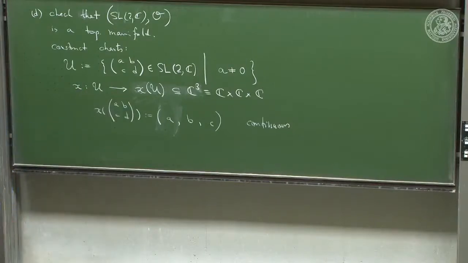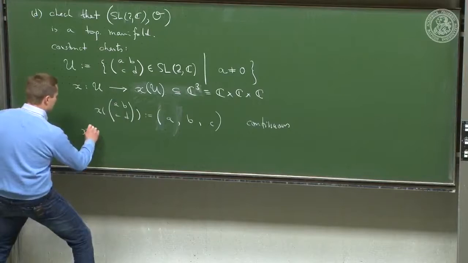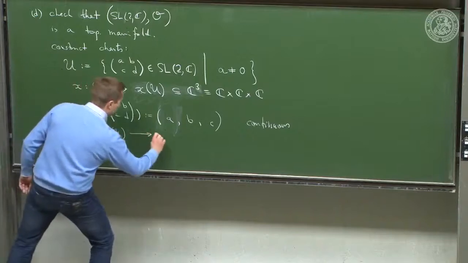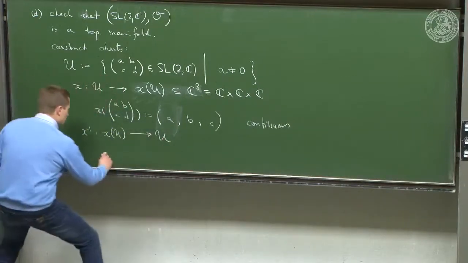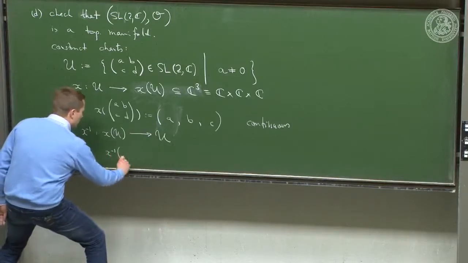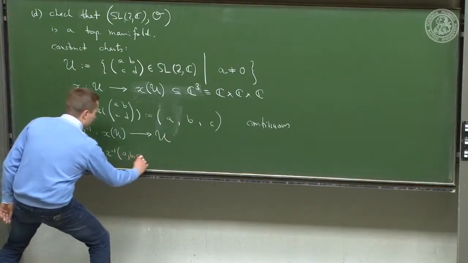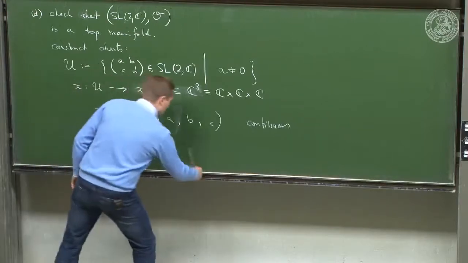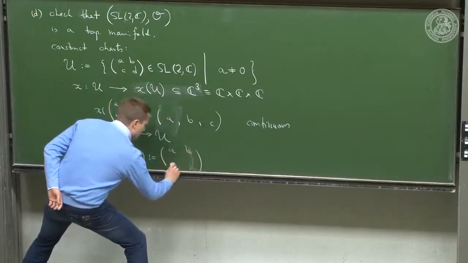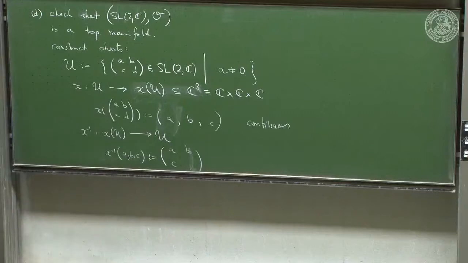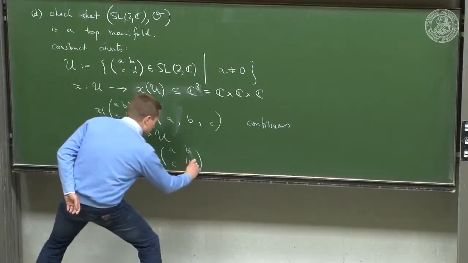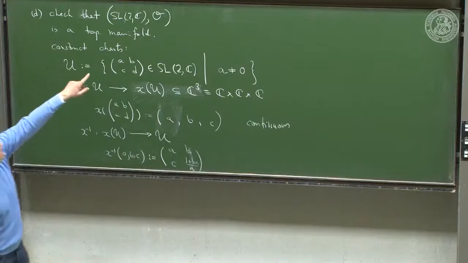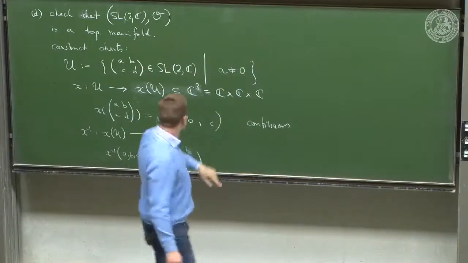So the question is, what is the inverse of this map? Well, let's write it down explicitly. I take the inverse of the x map. I start at x of u, and I go back to u. How do I do this? Well, obviously, I need to be able to feed the x inverse this triple A, B, C, and to reconstruct from it an element in u. And this must be A, B, C. I take them immediately, and the D I reconstruct as 1 plus BC over A. At least that's what I said. So this 1 plus BC over A is the D.